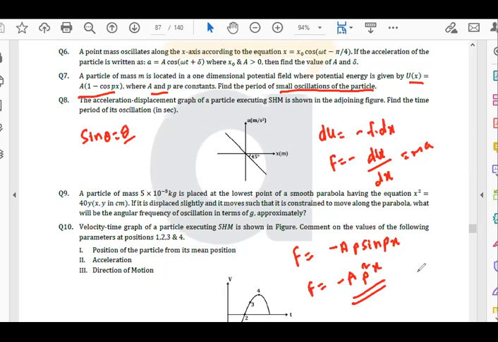Right? So what is k? K is equal to A p square. K is equal to A p square. And we know that omega is equal to root k by m. Easy? Tell me guys, easy? Got it? Got this concept?